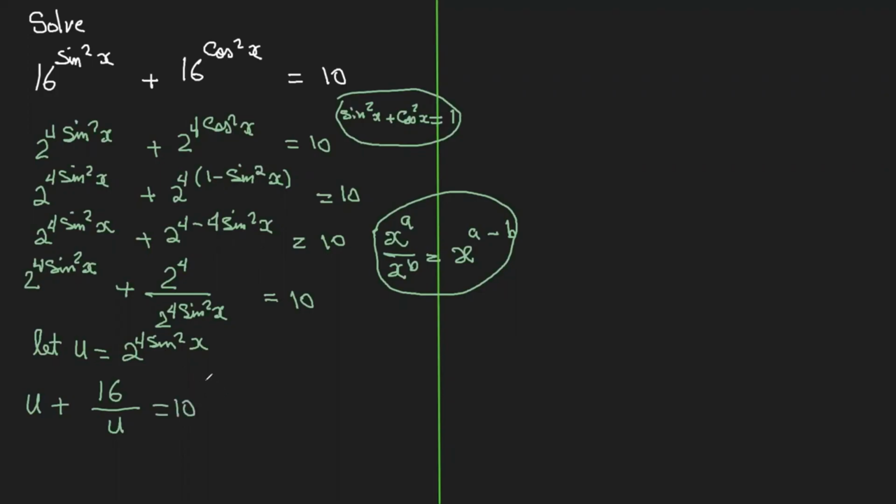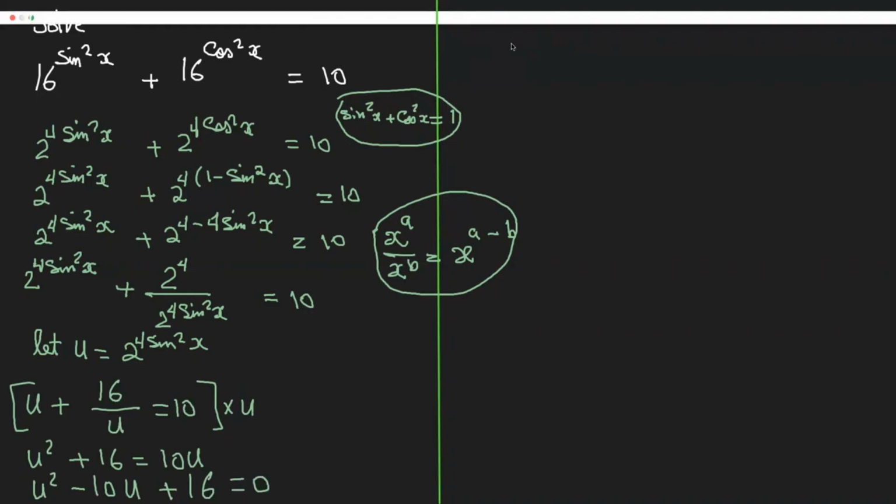And what I'm going to do now, I'm just going to multiply everything by u to get rid of the u on the bottom here. So u times u is u squared plus 16 equals 10u. I'm going to move everything to one side, equate it to 0. So this will be u squared minus 10u plus 16 equals 0.